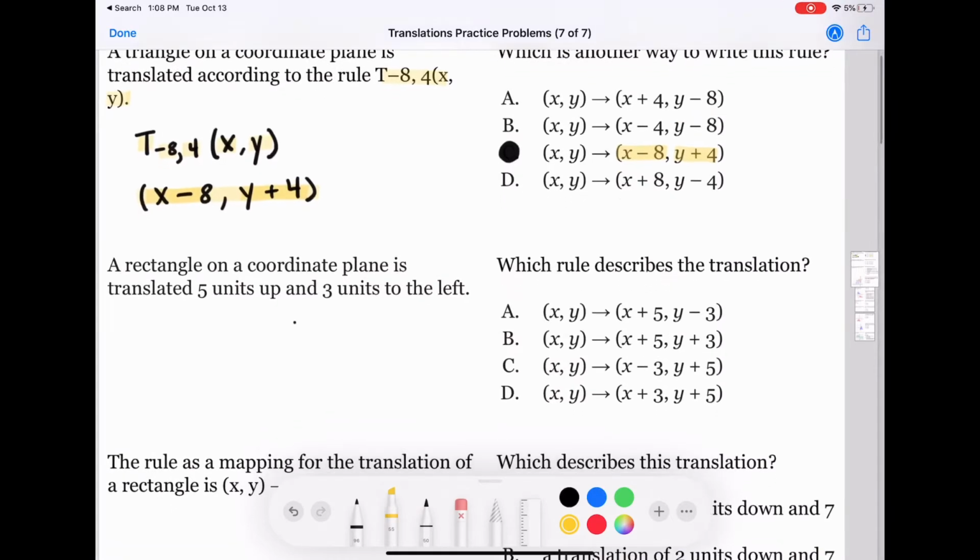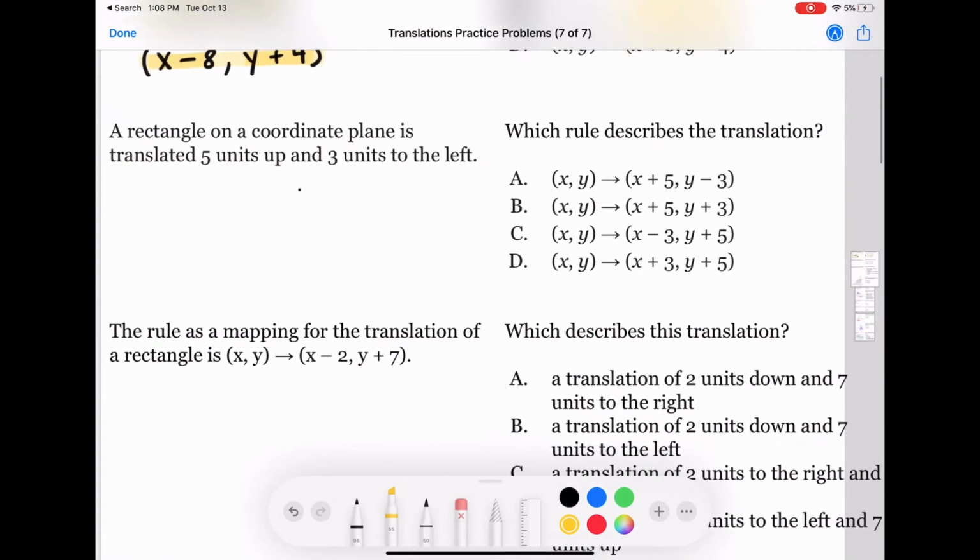Let us look at our next problem. This problem states that a rectangle on a coordinate plane is translated 5 units up and 3 units to the left. Well, we know that when we move up or down, that means we have indicated a change in our y coordinate. When we move left or right, that indicates a change to our x coordinate.